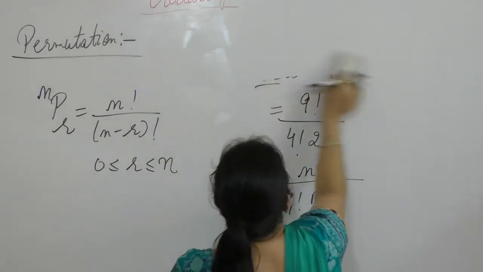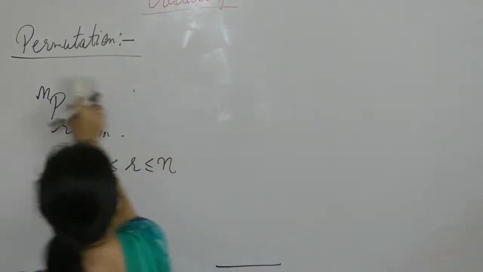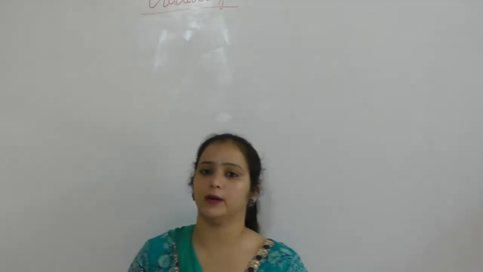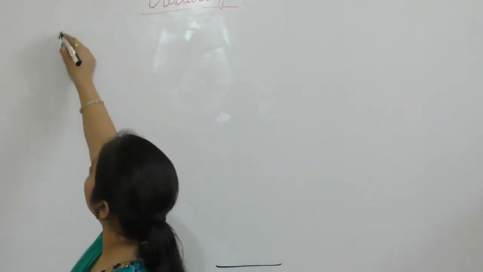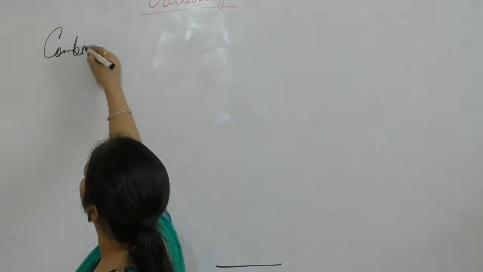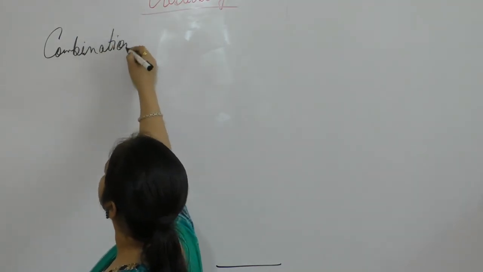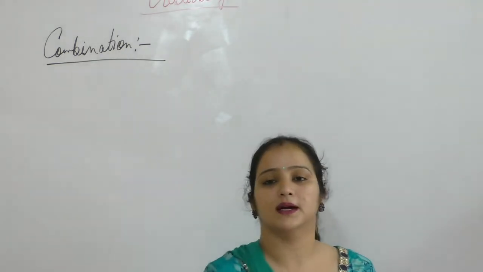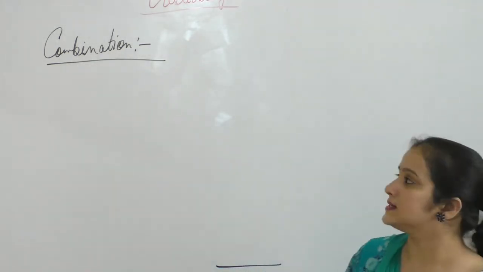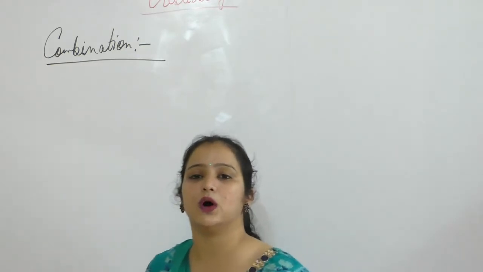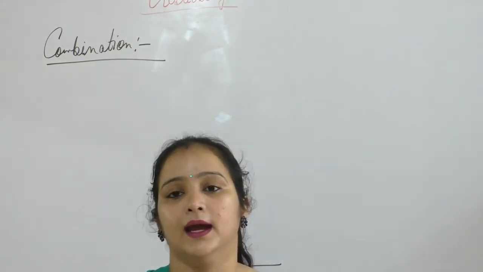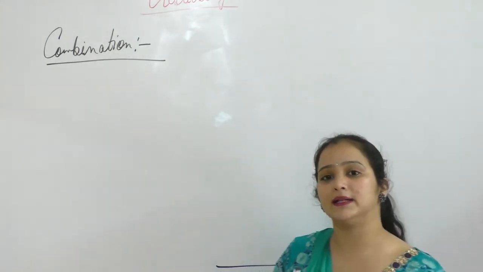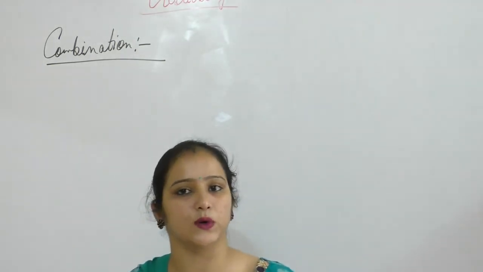The next is the case of combination. What is permutation? Permutation is arrangement. Now next is combination. If we talk about the definition, combination is selection of words, letters or digits. If we have to select anything, that is combination. Order is not important here, but in permutation, order is also important.